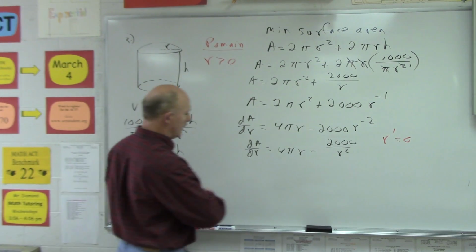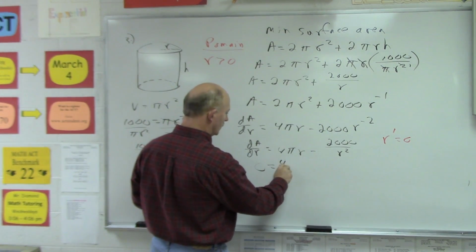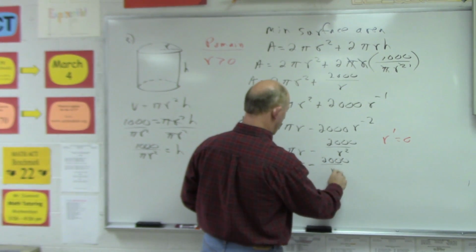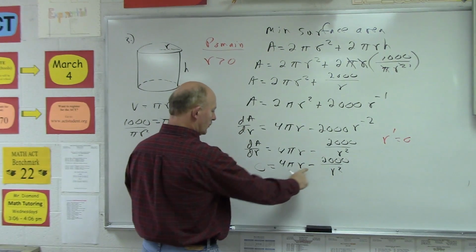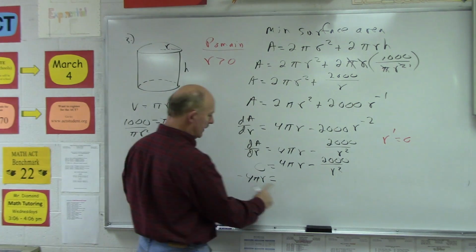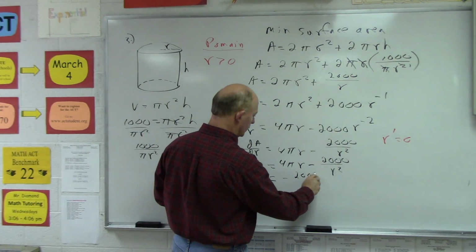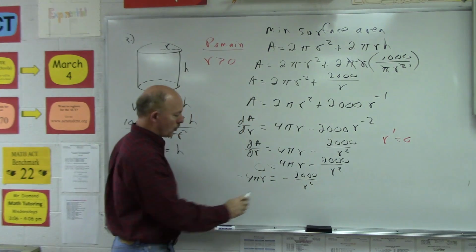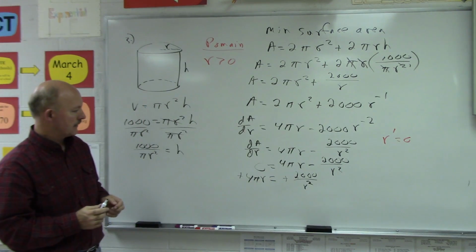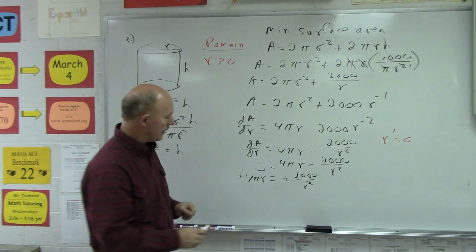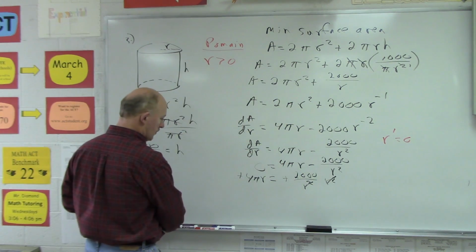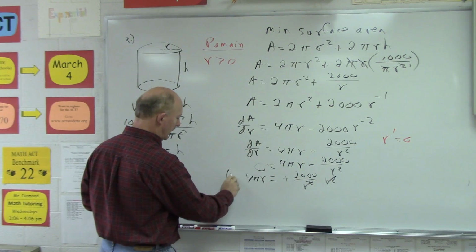So setting this equal to 0, that gives us 4 pi r minus 2,000 divided by r squared. Subtract 4 pi r on both sides, so it'll be negative 4 pi r on the left-hand side equals negative 2,000 over r squared on the right-hand side. Let's change the signs on both sides. Now, I need to get r squared out of the bottom of that fraction, so let's multiply r squared on this side. It's going to cancel out. And let's multiply r squared on the left-hand side.